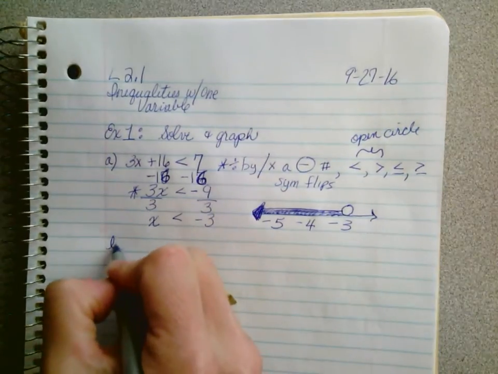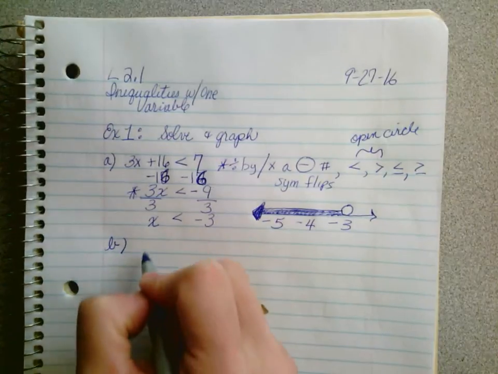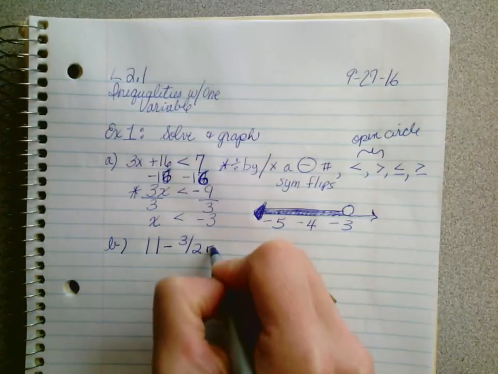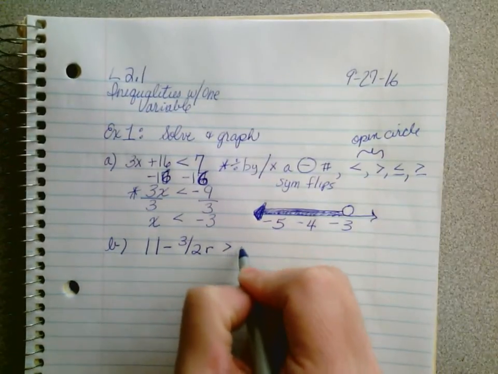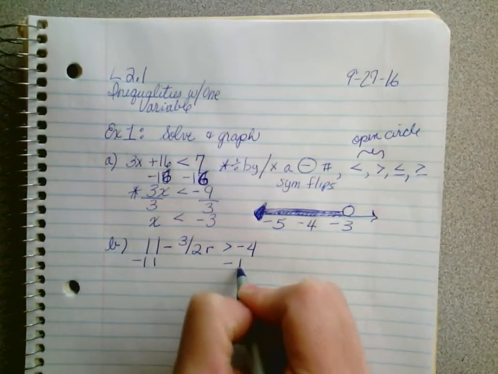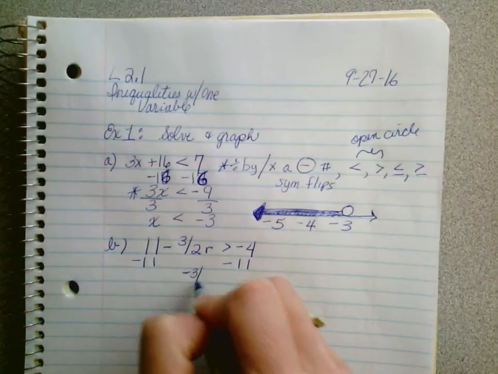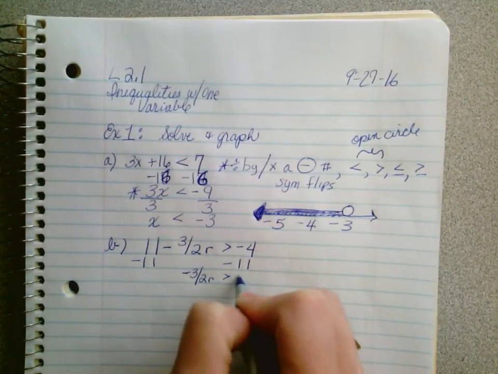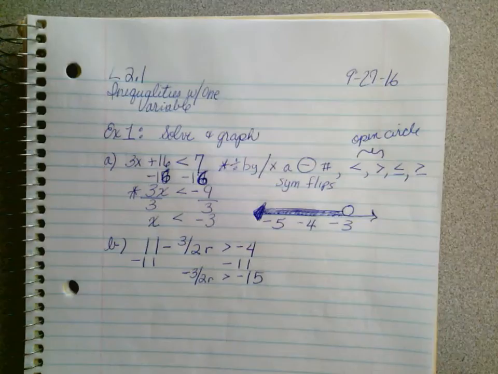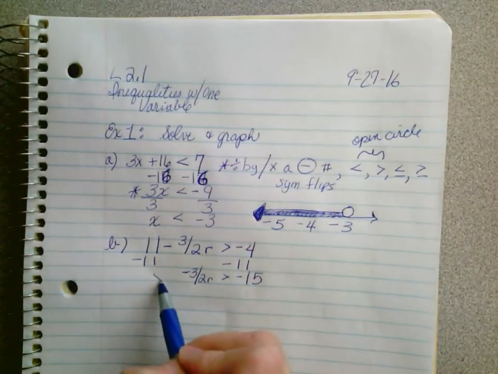Another example. 11 minus 3 halves r is greater than a negative 4. Subtract 11, and you should have negative 3 halves r is greater than negative 15. The coefficient is a fraction, so we can't divide by a fraction, but we can multiply by its reciprocal. Notice it's a negative.